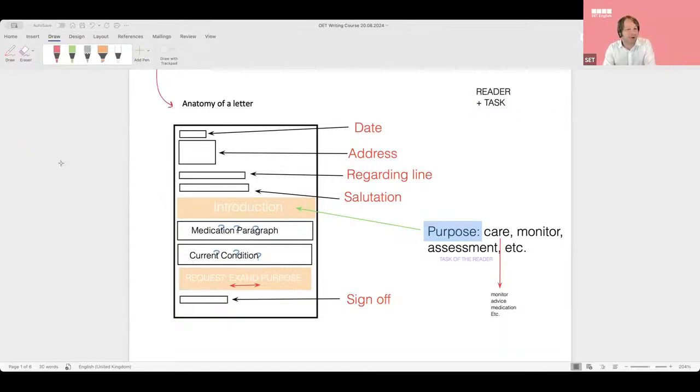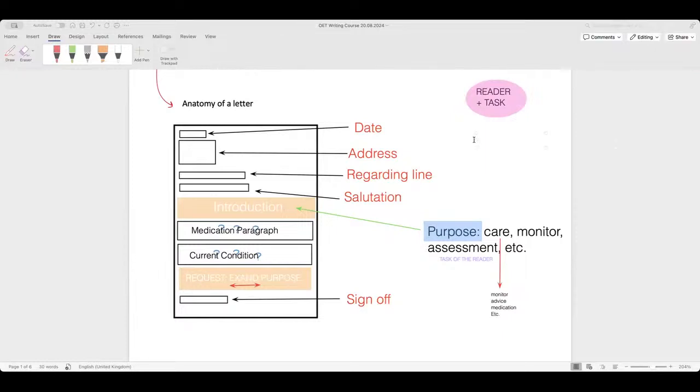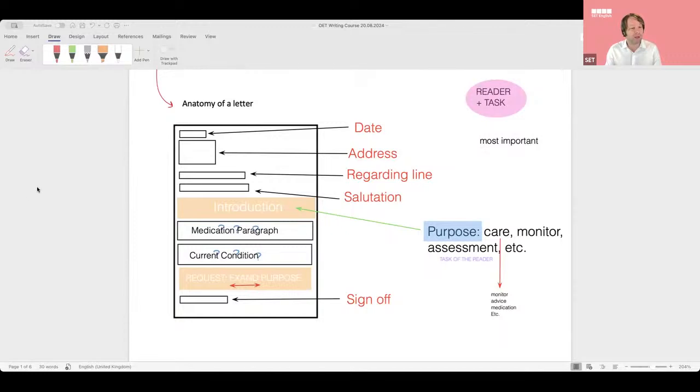Okay. What do I mean by task? Last thing before we move on today. What is task? What does that mean? What we need to do. What the reader needs to do. The action, the thing they will do. And guys, this is the most important thing, always in the letter.